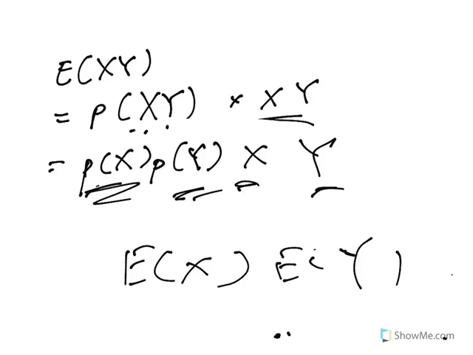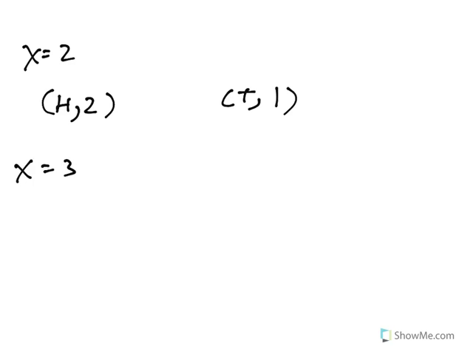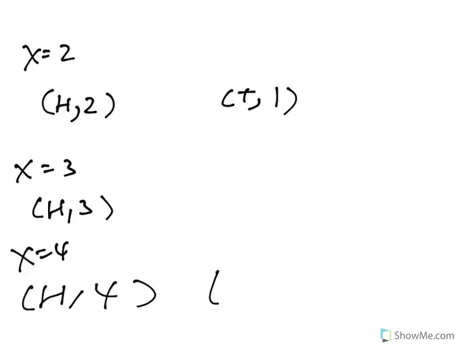Then this one should be okay. Just sum. X equals to 2, what could it be? It could be a head and I have a 2 on the die. It could be a tail and I have a 1 on the die. Let's say x equals to 3, it cannot be twice, it can only be a head and 3. X equals to 4 means it can be a head and 4, or a tail and 2. You get the idea.